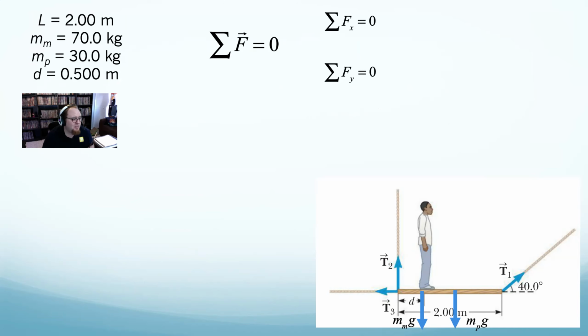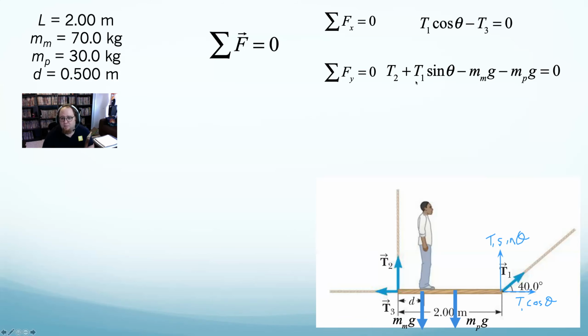Now, I do need to be careful that my T1 will need to be broken into components. There really should be a T1x, which is T1 cosine of 40 degrees, and a T1y, T1 sine of 40 degrees. And I can say in x it's right minus left. So T1 cosine theta minus T3 equals 0. In y I can do up minus down. Up I got T2 and T1 sine theta, and down I got both mg's. So it'll be T2 plus T1 sine theta minus mg equals 0.